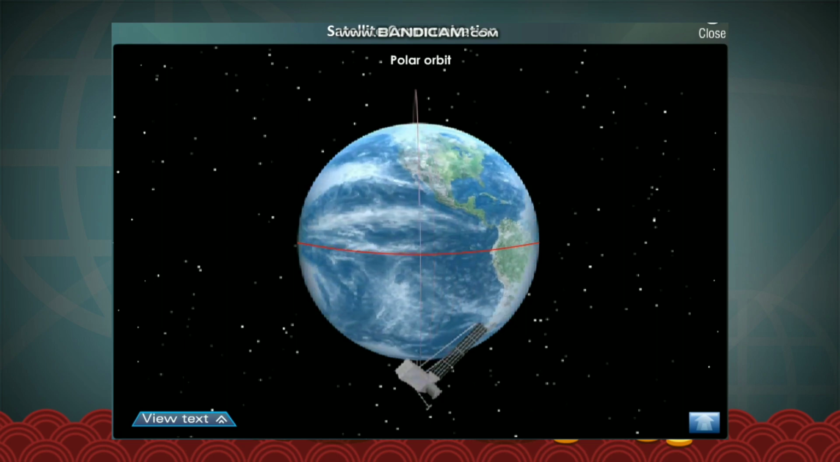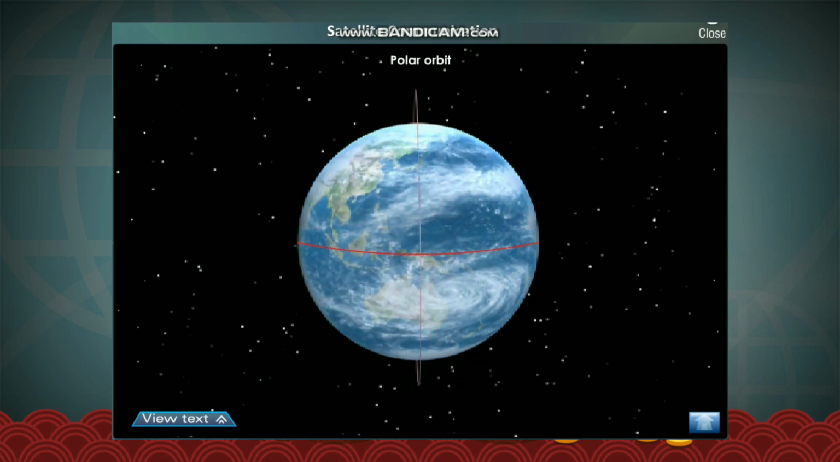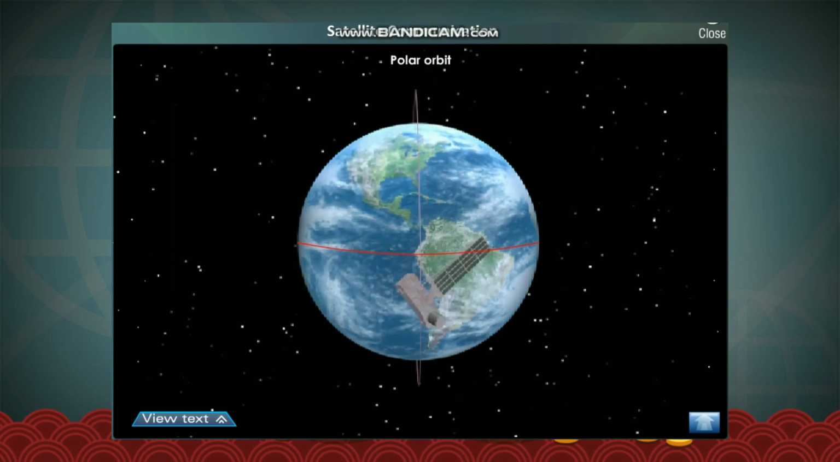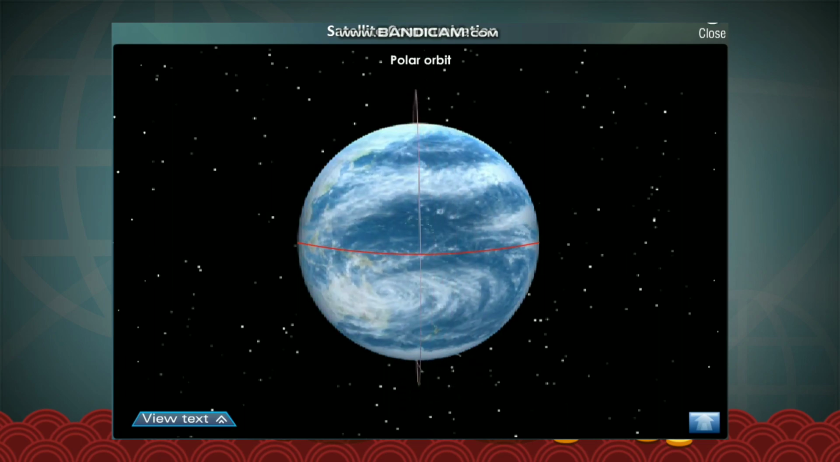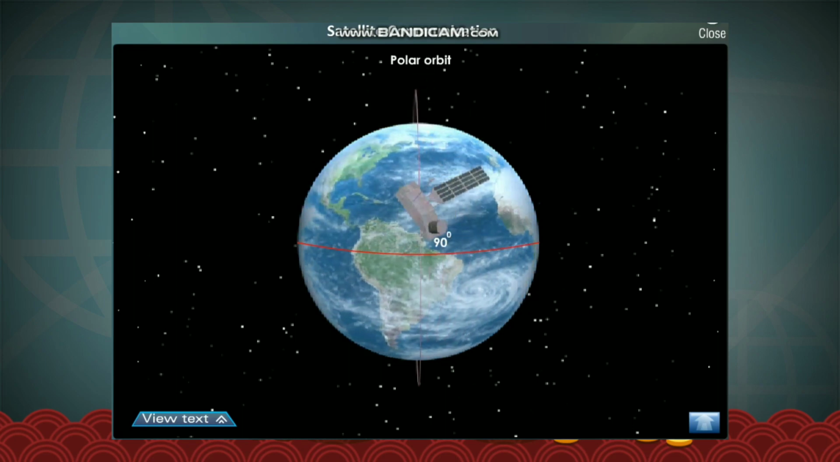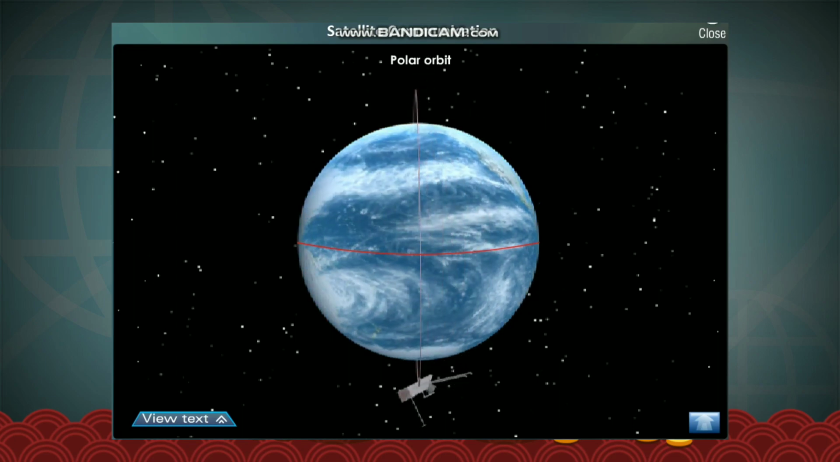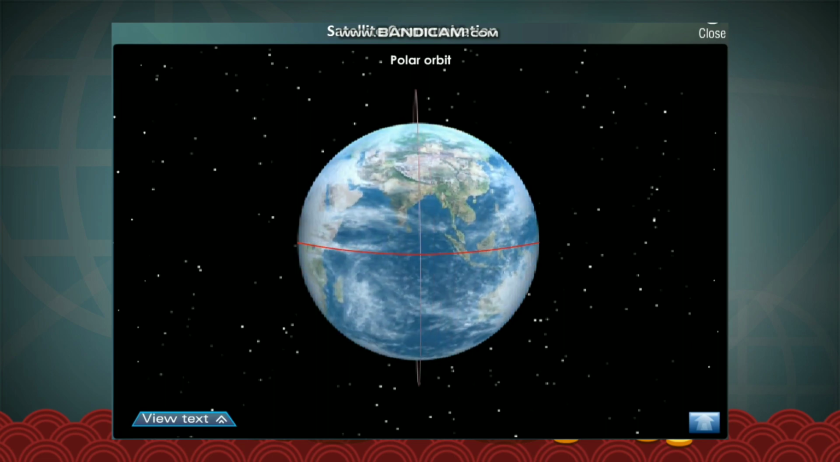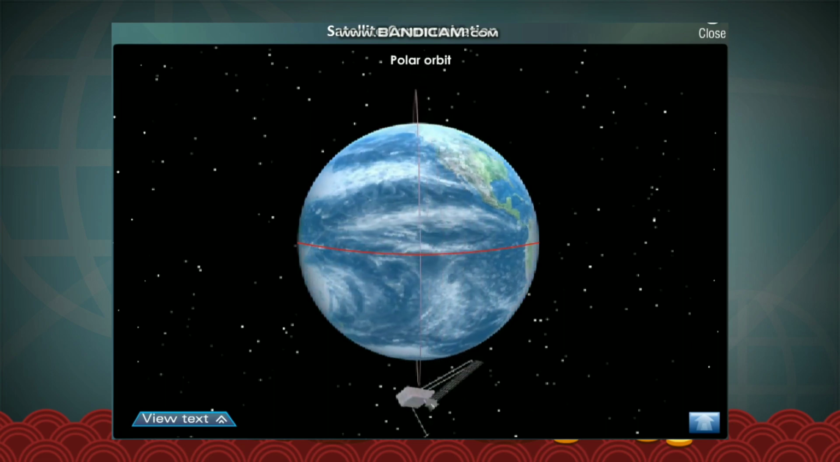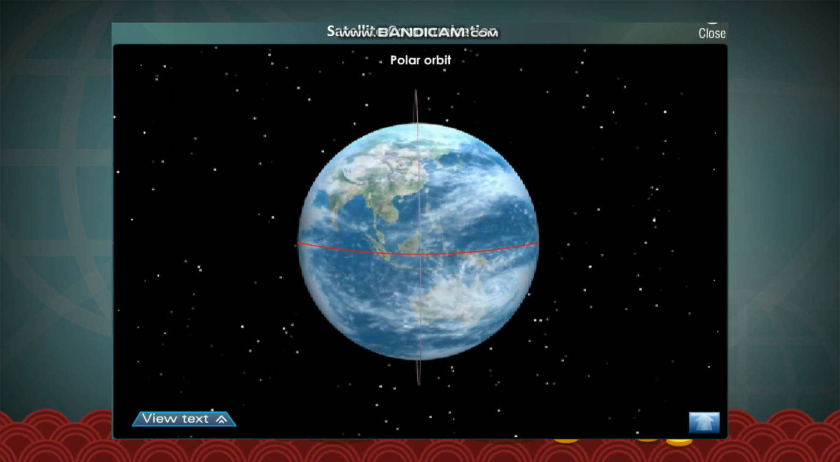Polar orbit. This type of orbit is placed 1,000 kilometers above the Earth's surface. It passes over the poles. The angle of inclination of this orbit is 90 degrees. It scans the whole Earth in every 12 hours. Satellites used for weather monitoring are launched into a polar orbit.